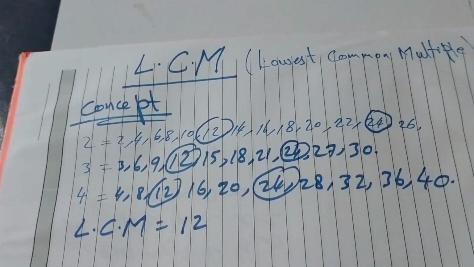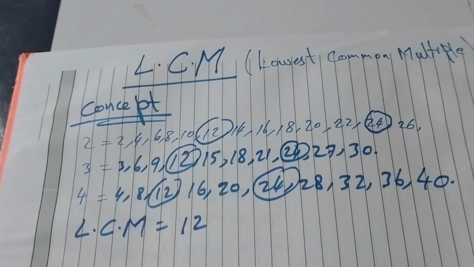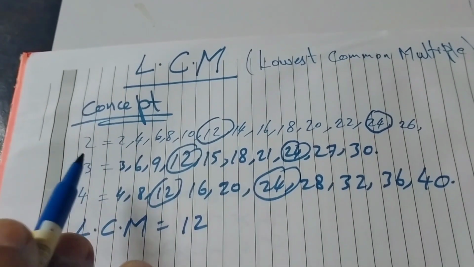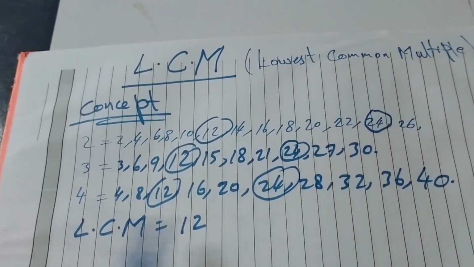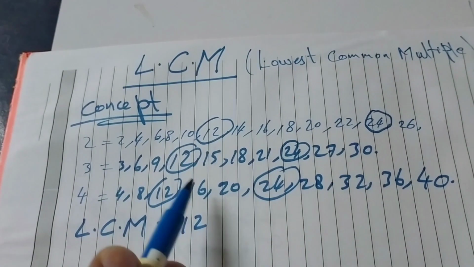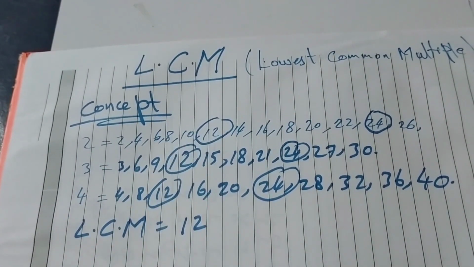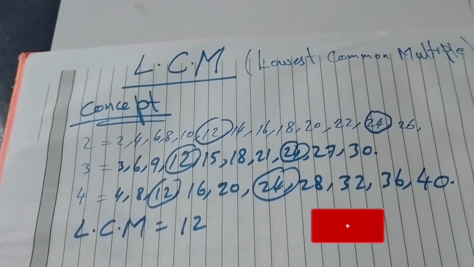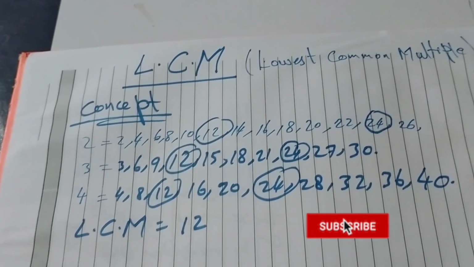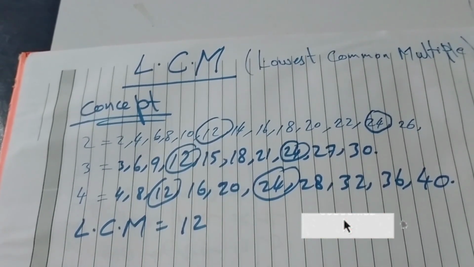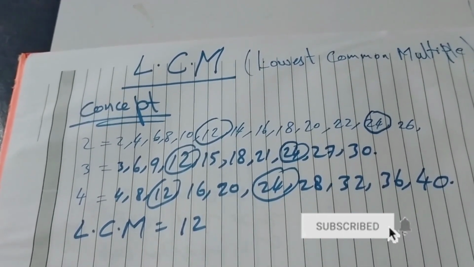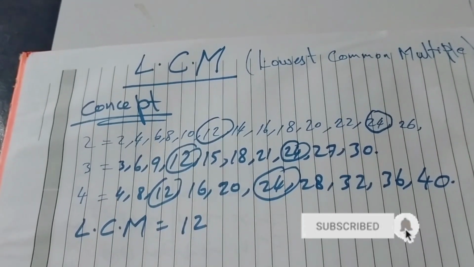Clear, my dear? If any numbers come in the question or in the exam, you can write the multiples of those numbers, and you will find the first common multiple, the smallest one. That will be the LCM of the given numbers. Clear, my dear? So now, after the concept, I'm going to tell you some techniques.